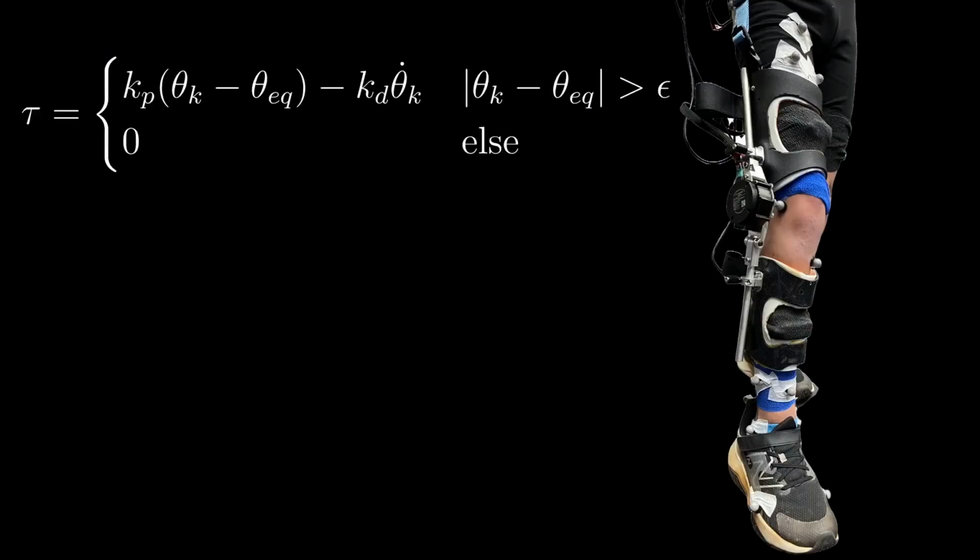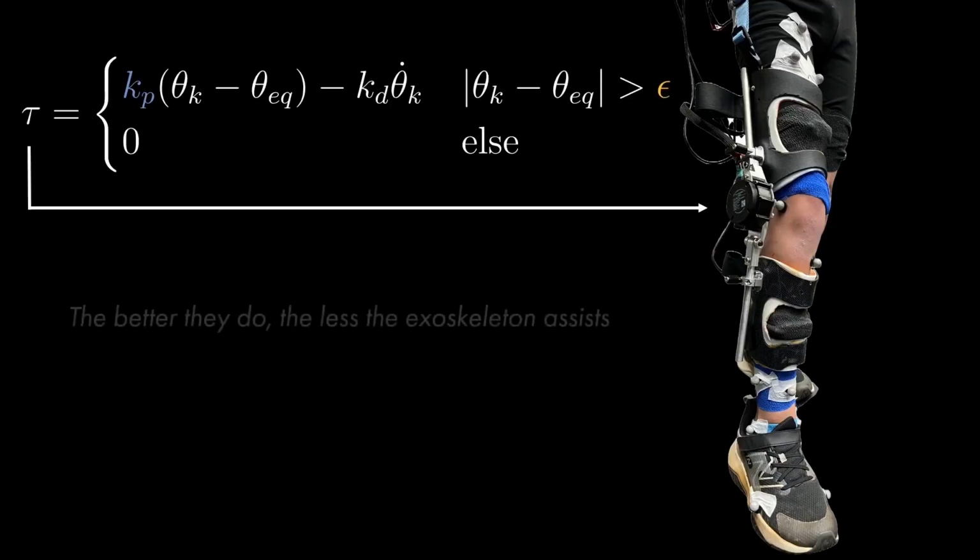Simultaneously, the exoskeleton acts in an assist-as-needed fashion. This means if the difference between the measured knee angle and the target equilibrium angle is greater than a certain threshold, this being equivalent to the height of the targets in the video game, then a proportional assistance is applied. However, if that error is less than the specified tolerance, then no assistance is applied. This means that the better they do in the game, the less the exo assists them.